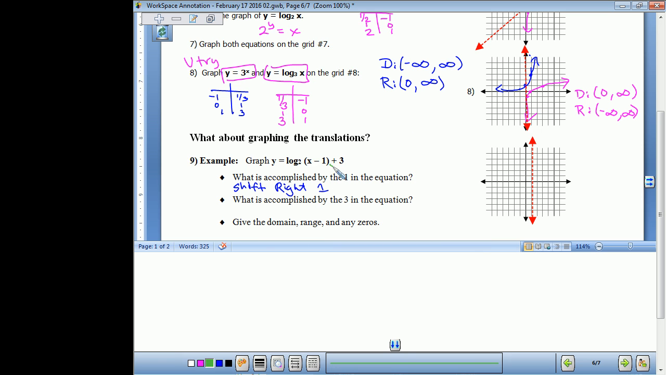Now let's talk about what that 3 does. What does that 3 do? Your starting point shifts up. Shifts that starting point up 3 units. So we're going to shift that starting point up 1, 2, 3. So this is my new starting position. All my moves will come from this new position here. Okay, so now I dealt with that part and that part of the equation.